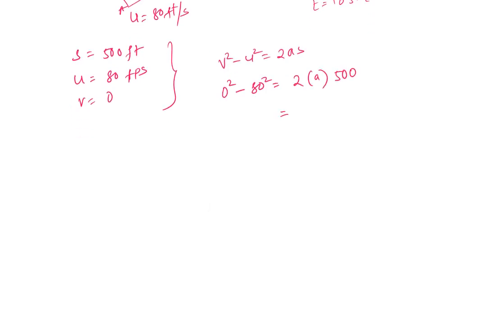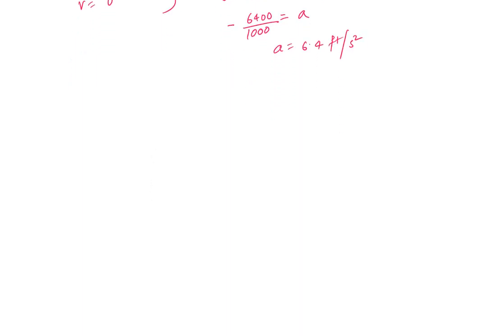So we have to find, what's that, 6,400, divided by 1,000, right? So a comes to negative 6.4 feet per second squared. Now we know the acceleration, or the deceleration, sorry, there's a negative here, deceleration with which it is slowing down.